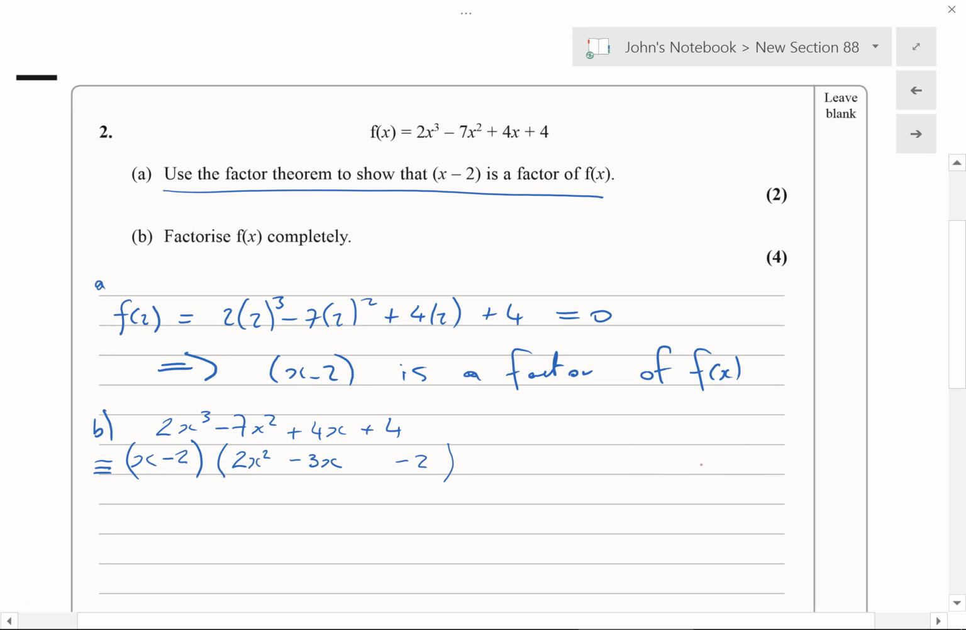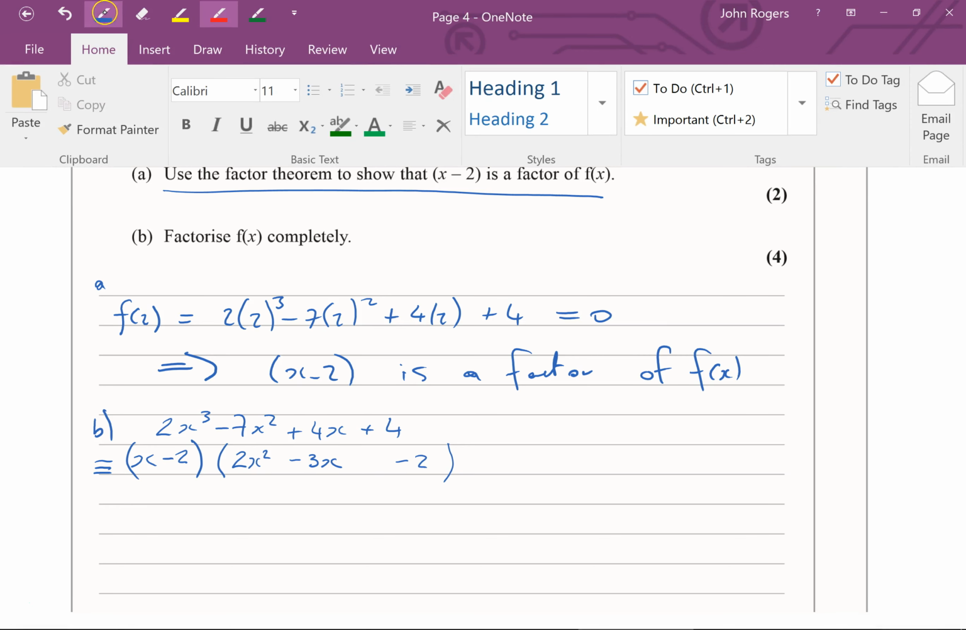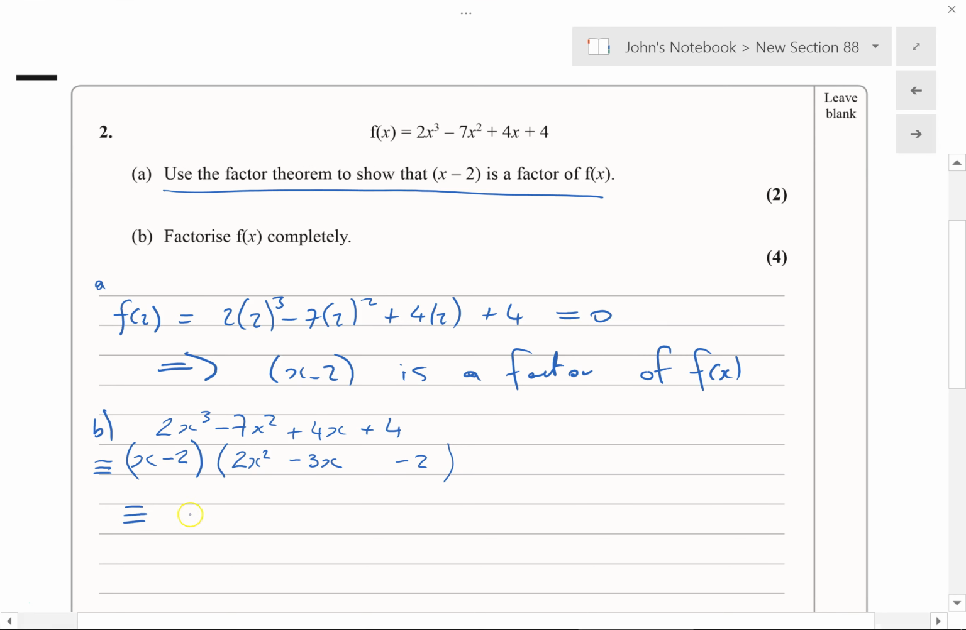So now, normally or often in these questions, the quadratic bit factorizes further into two linear bits. So that's x minus 2. Right, let's look at this. It's going to have to be 2x and 1 if it factorizes at all, and x and 1. Yeah, it does factorize, and we need x and 2, and we need it to be minus 3x, that makes it minus 4x plus. There we go.